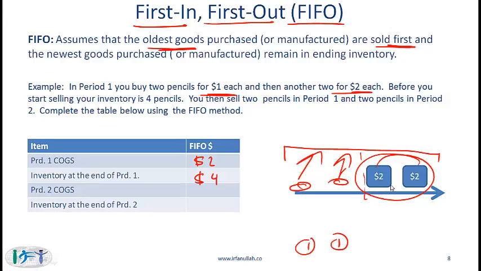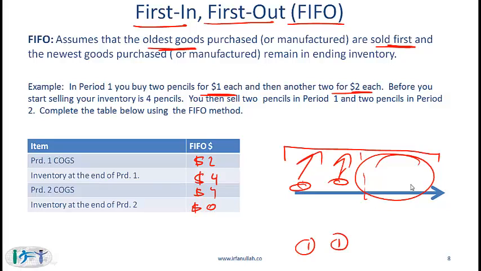Then in period 2, you sell these 2. So the COGS is 2 times 2, which is 4, and the inventory at the end of period 2 is 0.